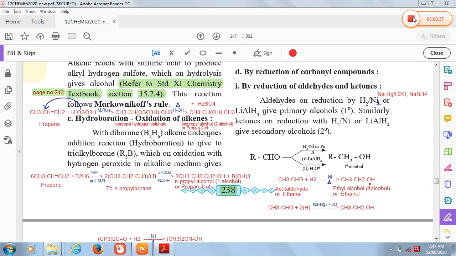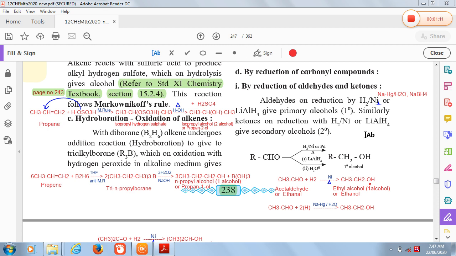So this aldehyde on reduction by molecular hydrogen in presence of nickel, or we can use LiAlH4, lithium aluminum hydride, or we can use sodium amalgam in presence of water, Na-Hg/H2O, or we can use sodium borohydride, NaBH4. So an aldehyde gives a primary alcohol while a ketone gives a secondary alcohol on reduction with these reagents.